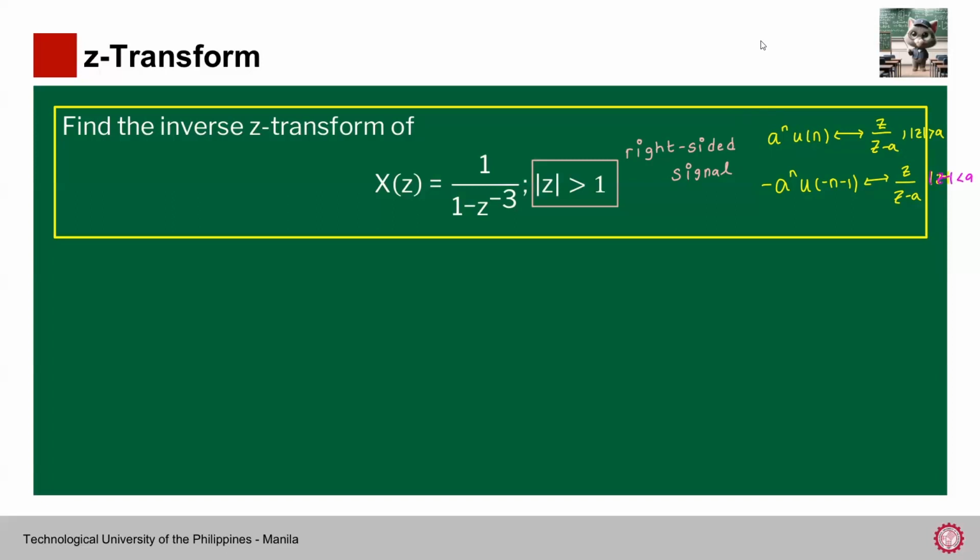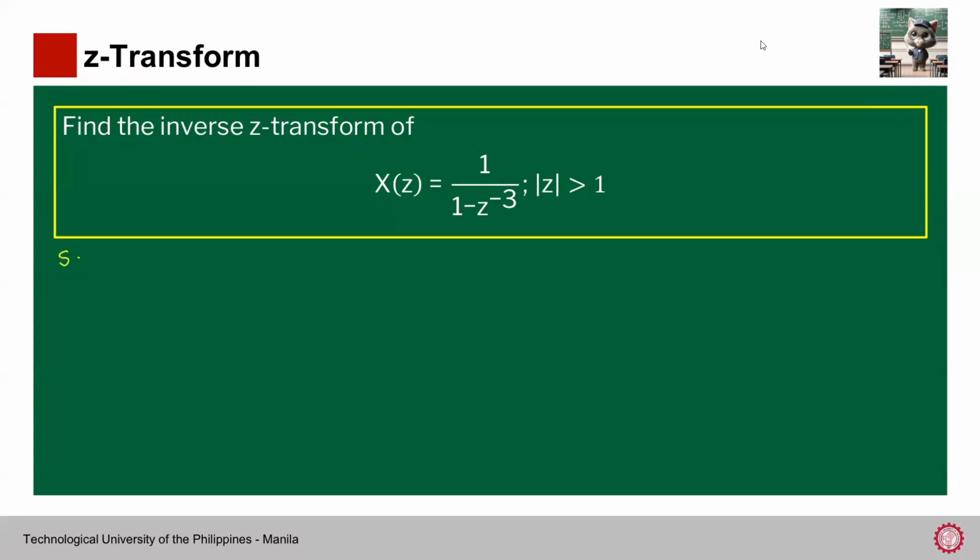So that's why, guys, it's very important that you always look at the ROC when you are solving problems involving inverse Z transform. So hopefully you understand the concept. This one is a right-sided signal because its ROC is greater than 1 in this case. So let's solve it, guys. What would be the solution?